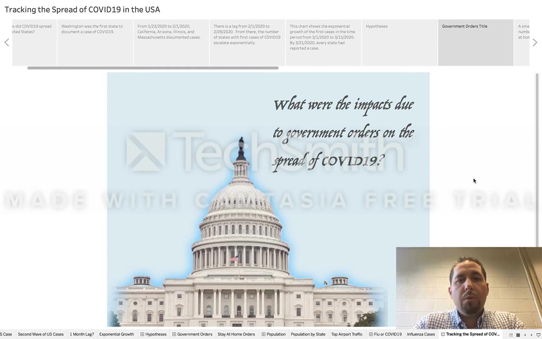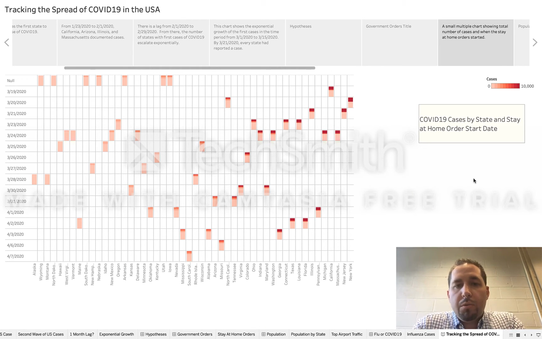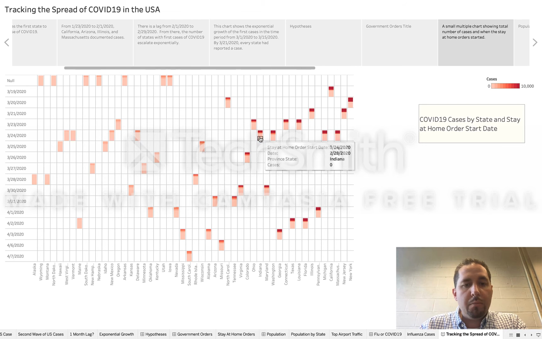So first, what were the impacts due to government orders? To do this, I had to do some data mining. I found on the internet, I was able to find the start dates for all of the different government orders for each state. The challenge was I needed to figure out how to show this in a visualization. I came up with a pretty unique way. I used a small multiple chart showing the start date of the government mandate orders, since what I realized is there were multiple states that started on the same start date, and of course sorted by date. And I simply showed each small multiple chart shows the progression of cases per state.